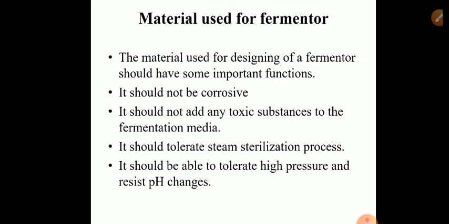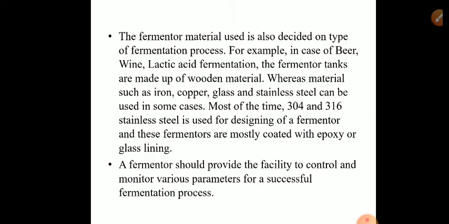Let us proceed now. First, let us understand what materials are used for constructing a fermenter. The fabrication material of a fermenter should have certain characteristics. Number one, it should be non-corrosive. It should not produce any toxic substances in the fermentation medium. It should tolerate the steam sterilization process. It should withstand the high pressure that develops inside the vessel. It should also resist pH changes.